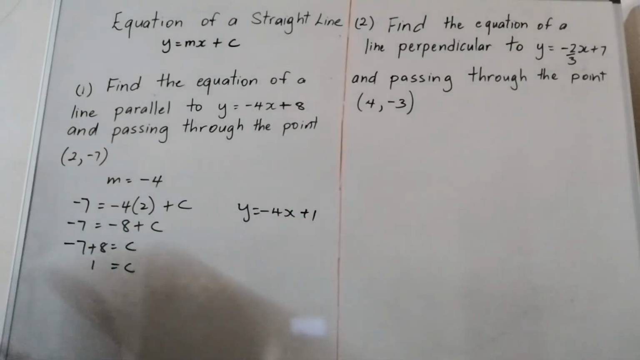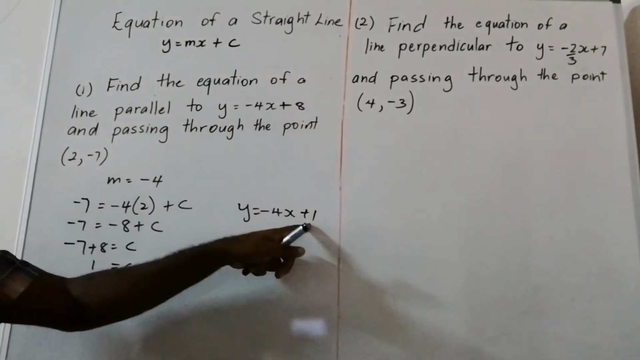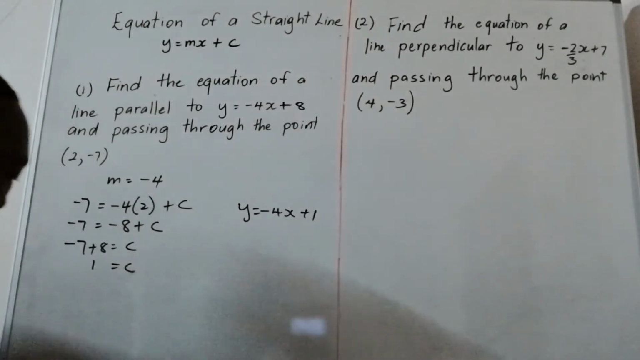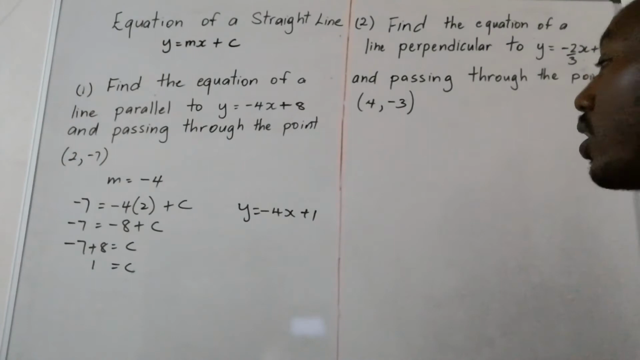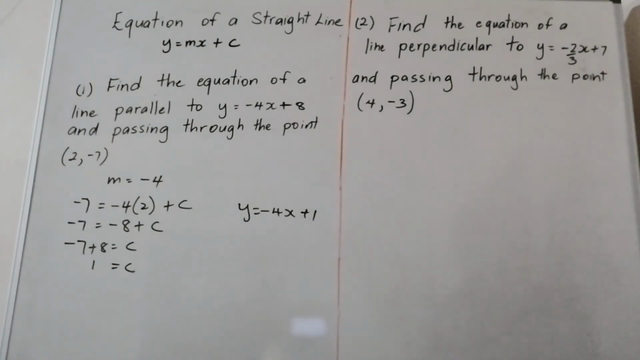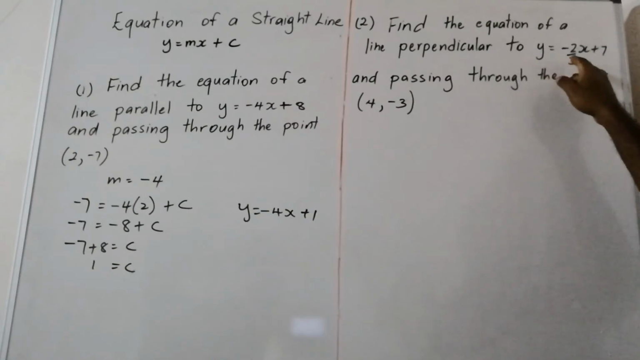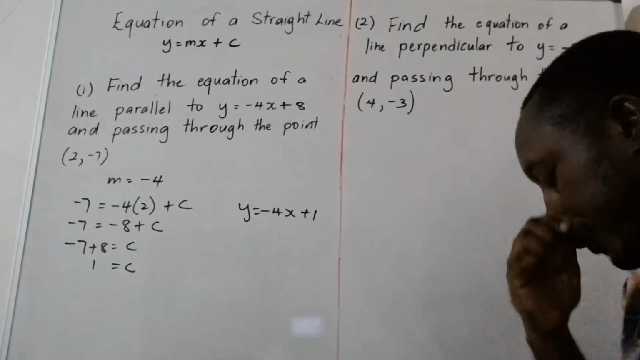So these two lines are parallel to each other. This one passes through the y-axis at 8. This one passes through the y-axis at the point 1. So let's now look at our next question. Find the equation of a line perpendicular to y is equal to 2/3 x plus 7 and passing through the point 4, negative 3.